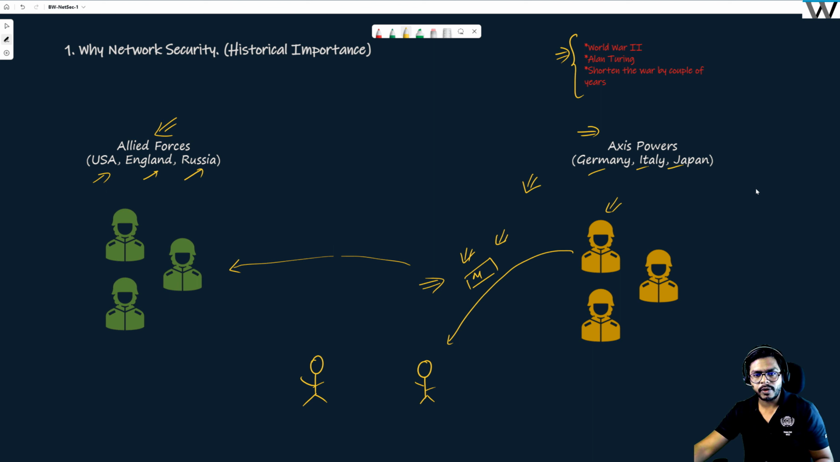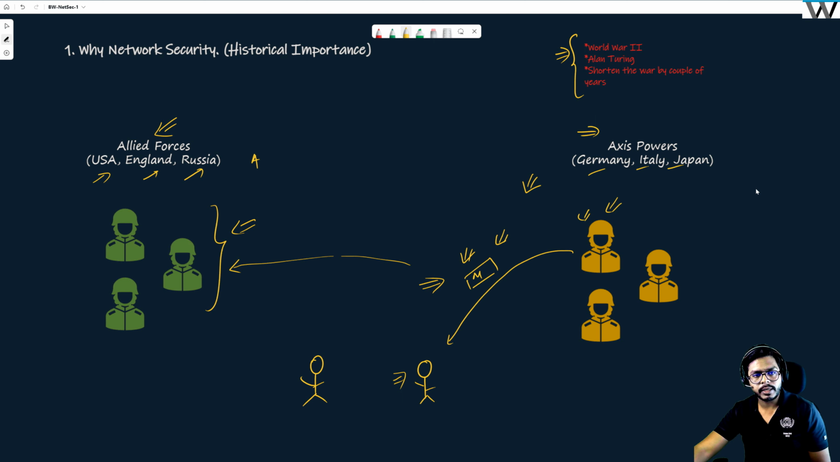So most of the time, because there were frequencies of these messages, the Allied forces were able to get all these messages, but the problem was they couldn't read them. It means Germany had some algorithm, some way through which they were sending their messages in a language not readable to anybody else, apart from the commander and the destination where the message was going, right? But at the back end, the US, England, and Russia were trying to break these messages.